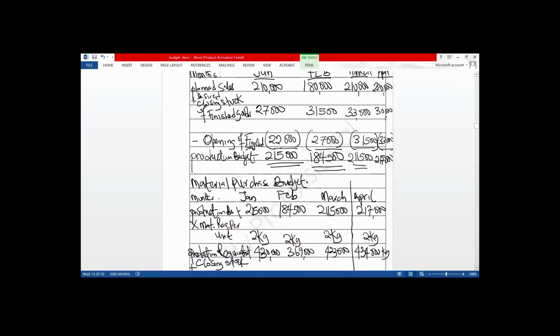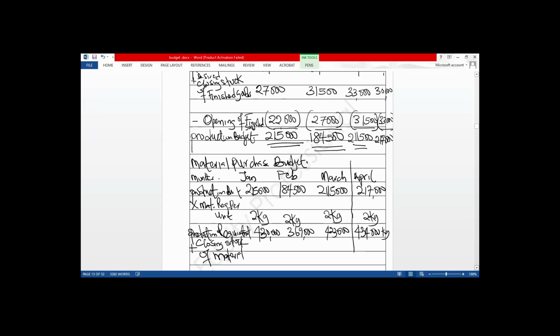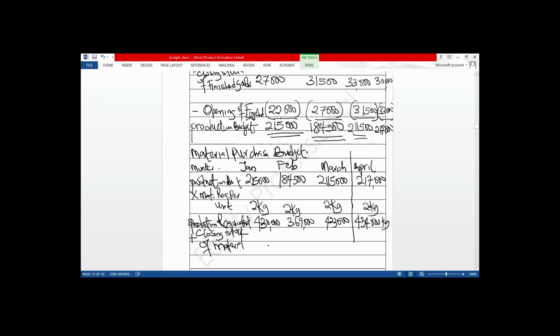If I want to compute closing stock for January for raw material, then I'm going to get 25% of the following month's production requirements. Compute 25% of 369,000. That becomes closing stock for January, the following month after January, February. That's 92,250.